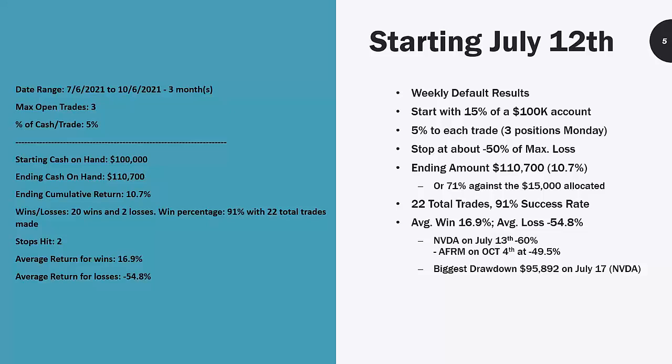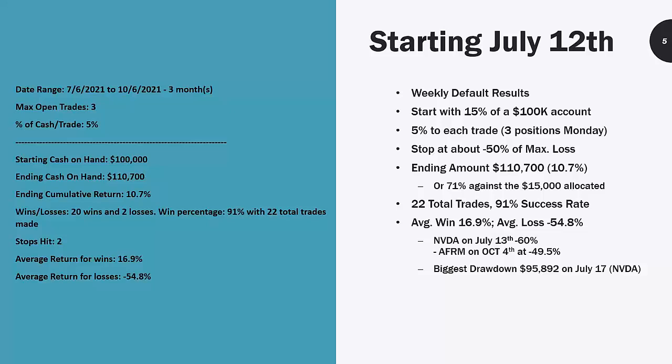a 10.7% increase. But we only were allocating $15,000, so we could argue that was a 71% return against the $15,000. There were 22 total trades from July 12th to closing out that portfolio today, only 2 losses and 20 wins, so it was a 91% success rate. The average win on the winners was 16.9%, and the average loss on the losers was about 54.8%.